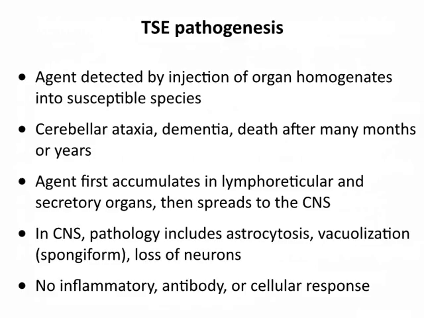The agent, depending on how you inoculate, you can feed it to animals sometimes. It will accumulate in the lymph system and spread to the CNS. You can also inject it directly into the brain, in which case it acts more rapidly. And as I said, the CNS pathology includes these various cellular losses.